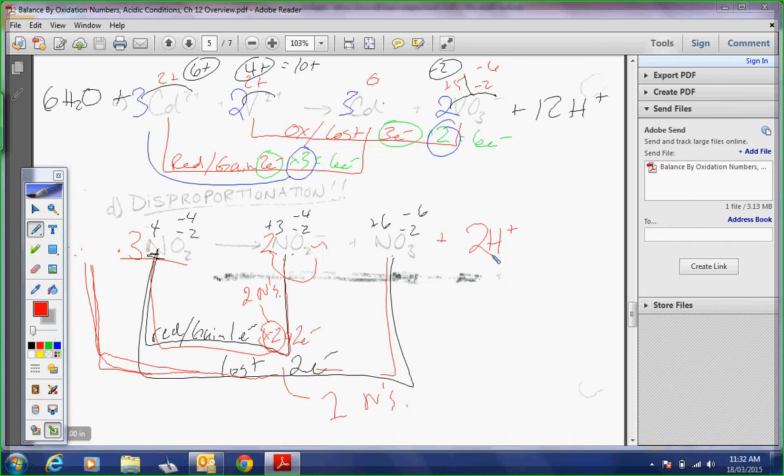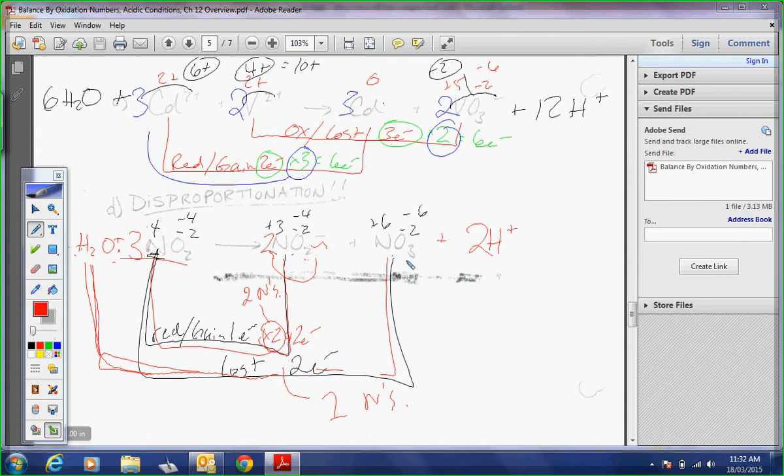And then I'm going to have to add water. 1 water to that side. And my oxygen should be okay now. 2 times 3 is 6, plus 1 is 7. And this is 4, and 3 is 7. So you can still balance it, but now you also know the definition of disproportionation, and you know how to handle them by keeping them as 2 different compounds and then combining them into 3.